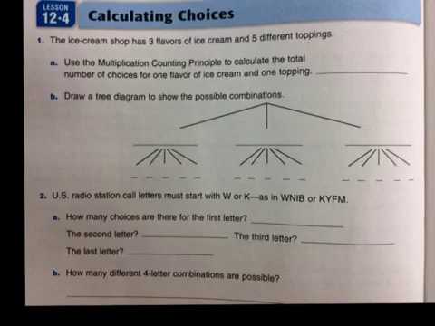On the next page, we're going to calculate choices and probability. Let's read together. Number 1, the ice cream shop has 3 flavors of ice cream and 5 different toppings.